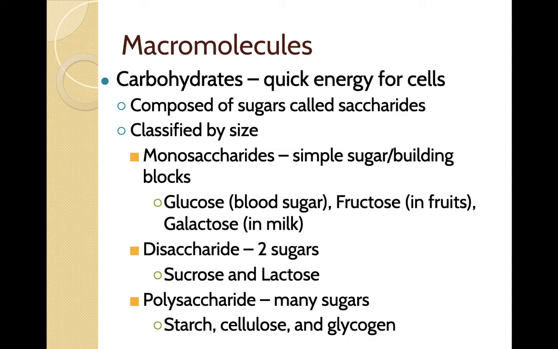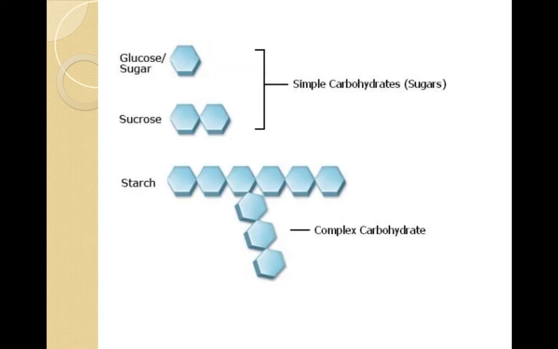Disaccharides, di means two, so there's 2 sugars put together. Your sucrose, lactose, and the polysaccharide, that's many sugars. These are your starches, cellulose, those things. So if we look at them, you can see your glucose, your monosaccharide, and your disaccharide. These are both considered simple sugars. These are easy to break down. Like this only has 1 bond between here before I can start breaking it down.